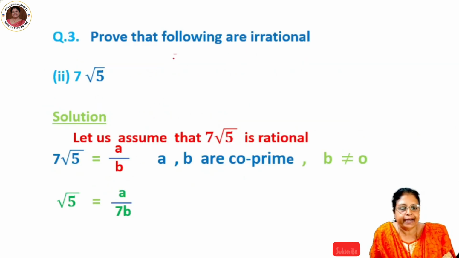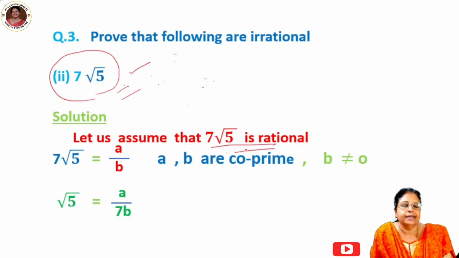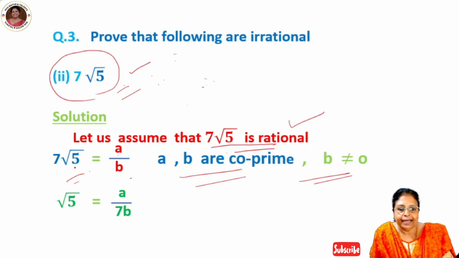Prove that the following are irrational. Second one is 7 root 5. So we have to prove that 7 root 5 is irrational. Can you do it? Anyway, let us do it together. We are assuming that 7 root 5 is rational. Then you can write that 7 root 5 equals a upon b, where a and b are co-prime and b is not equal to 0. Then you can take this 7 to this side. Then we are getting root 5 equal to a upon 7b.